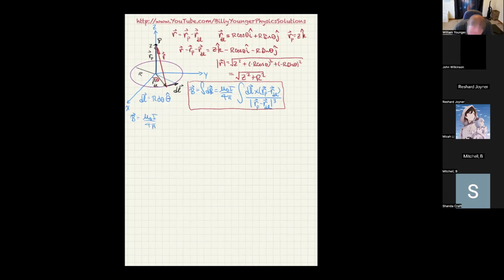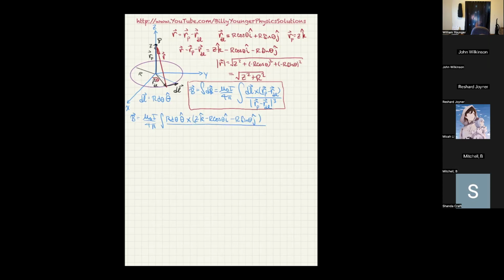So let's see right now. I got mu 0 I over 4 pi. That's going to be the integral of R d theta, theta hat, crossed with, now I'm going to take the cross product of Z k hat minus R cosine theta i hat minus R sine theta j hat. All of that is that big nasty vector. And then all of that's going to be divided by Z squared plus R squared to the 3/2 power.